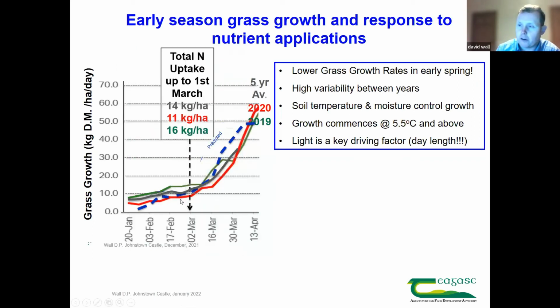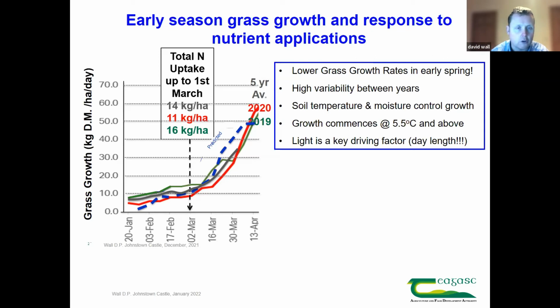I've totted it up here, and you can do this for your own farms when you use your grass growth measure. If you're in pasture base, you'll be able to do this very easily, as John has outlined in the first presentation. However, I've calculated the typical total nitrogen uptake up to the 1st of March on most grassland farms.